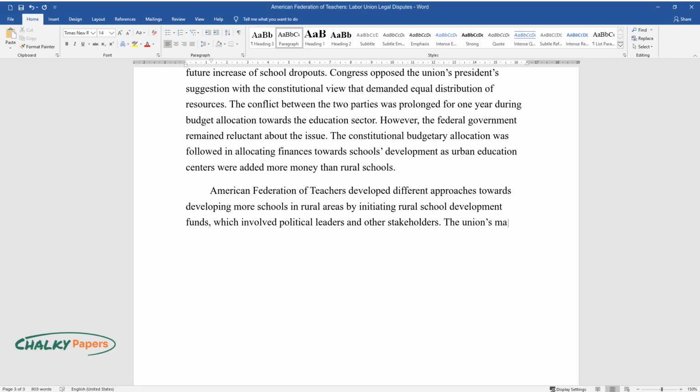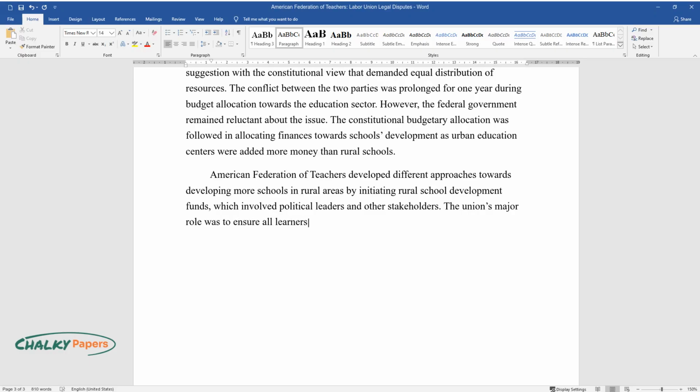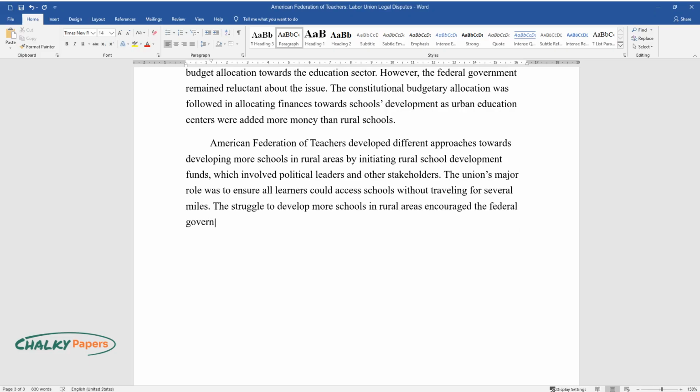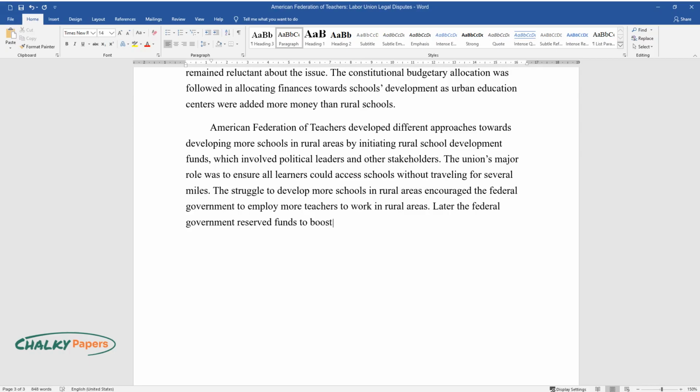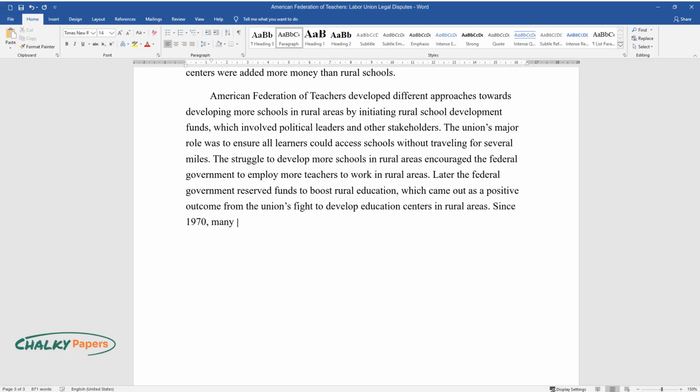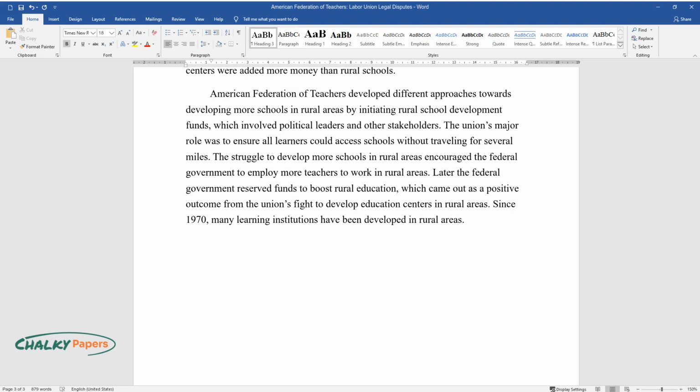The union's major role was to ensure all learners could access schools without traveling for several miles. The struggle to develop more schools in rural areas encouraged the federal government to employ more teachers to work in rural areas. Later, the federal government reserved funds to boost rural education, which came out as a positive outcome from the union's fight to develop education centers in rural areas. Since 1970, many learning institutions have been developed in rural areas.